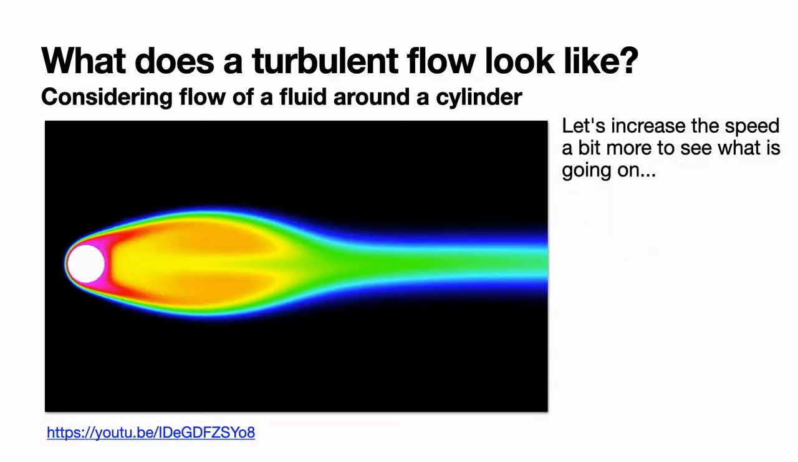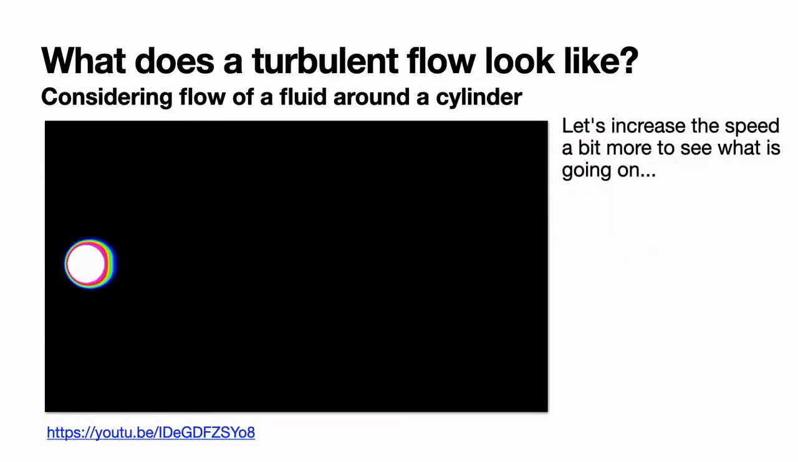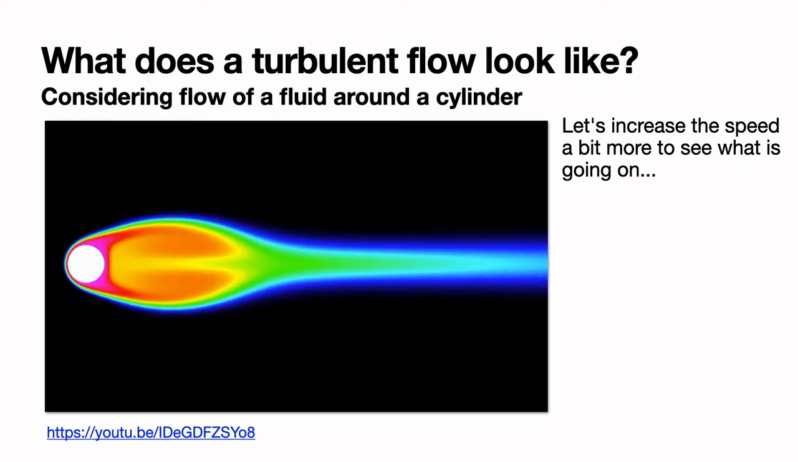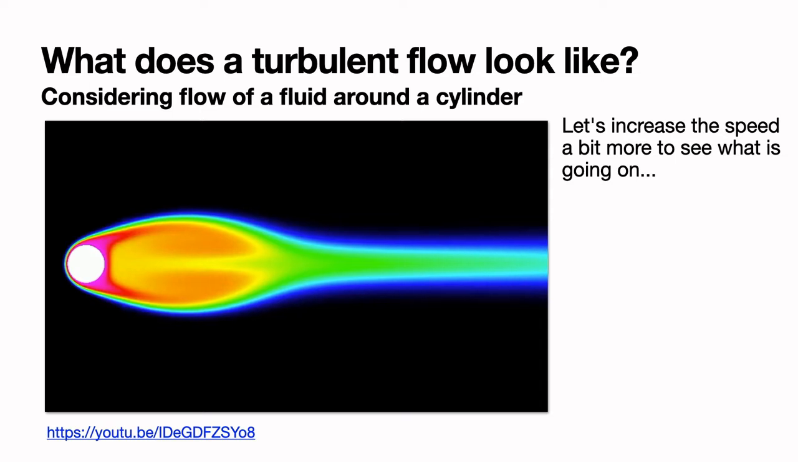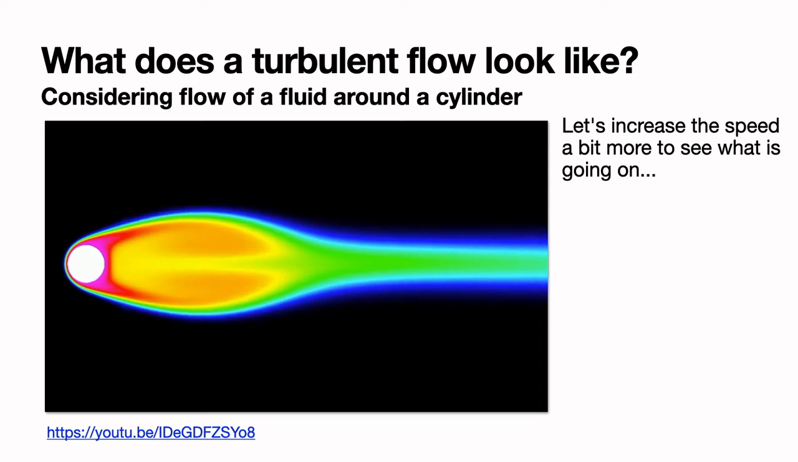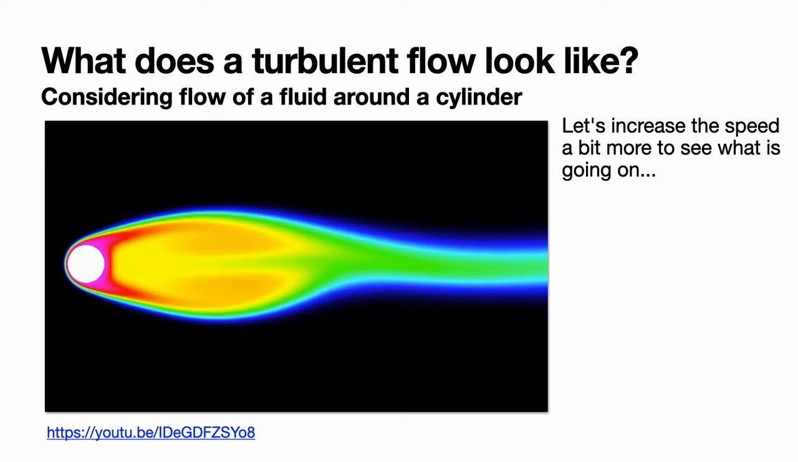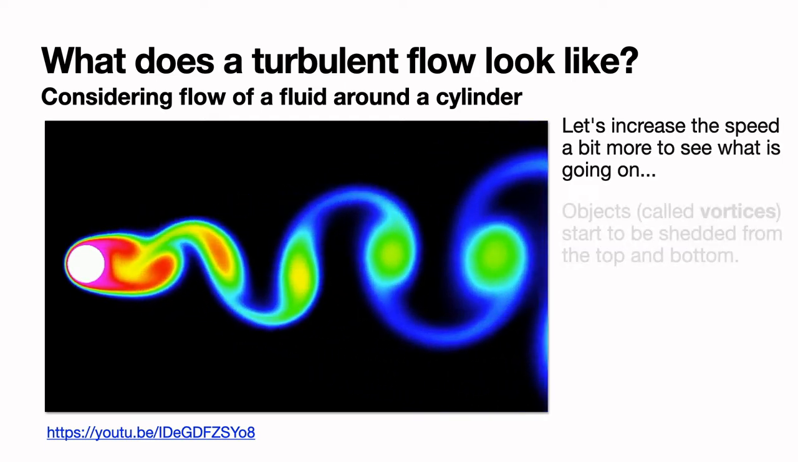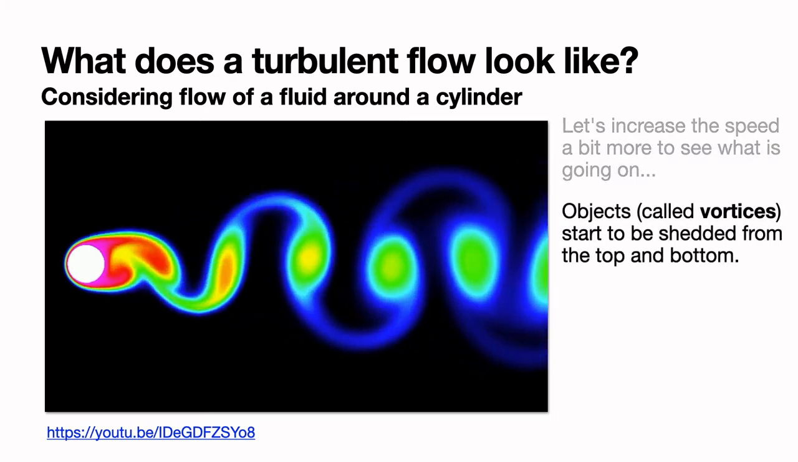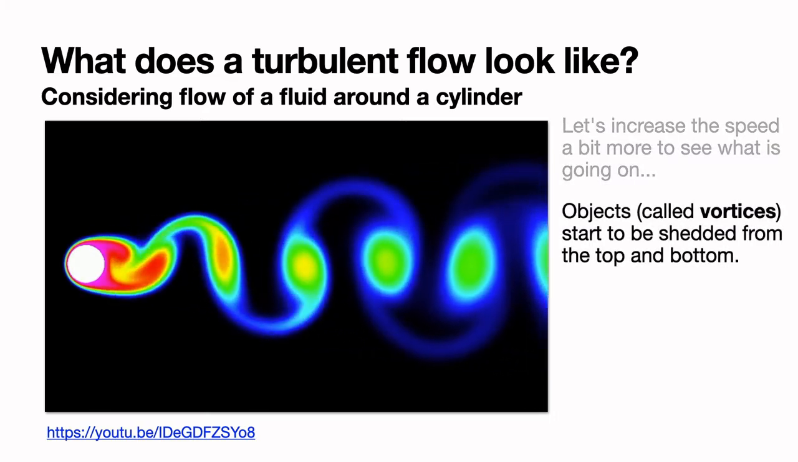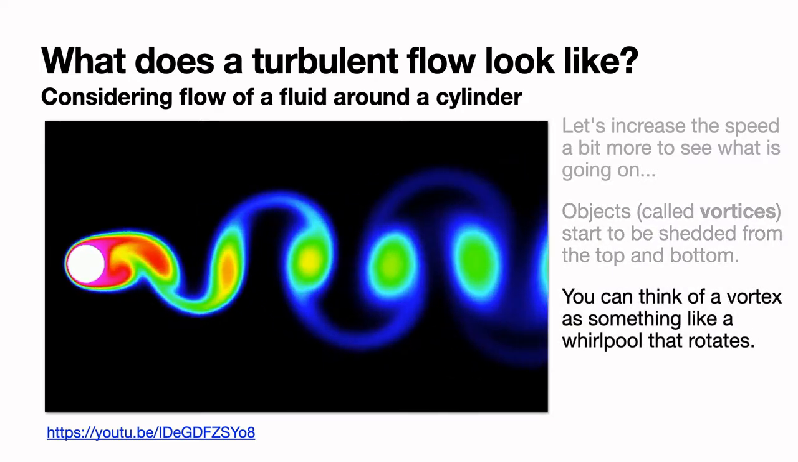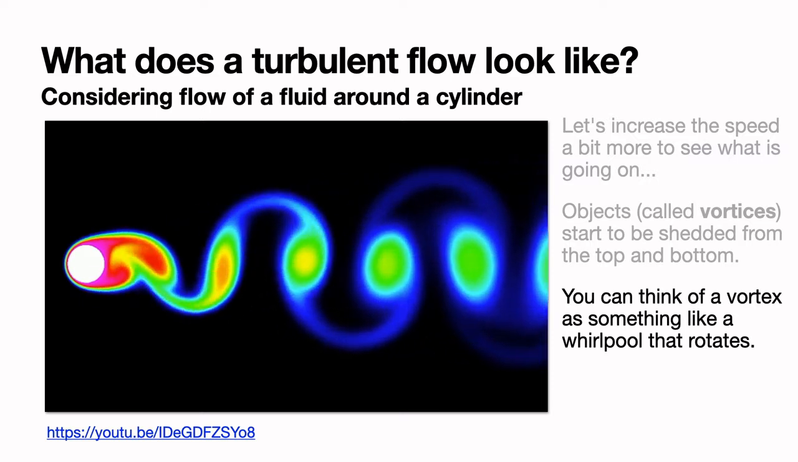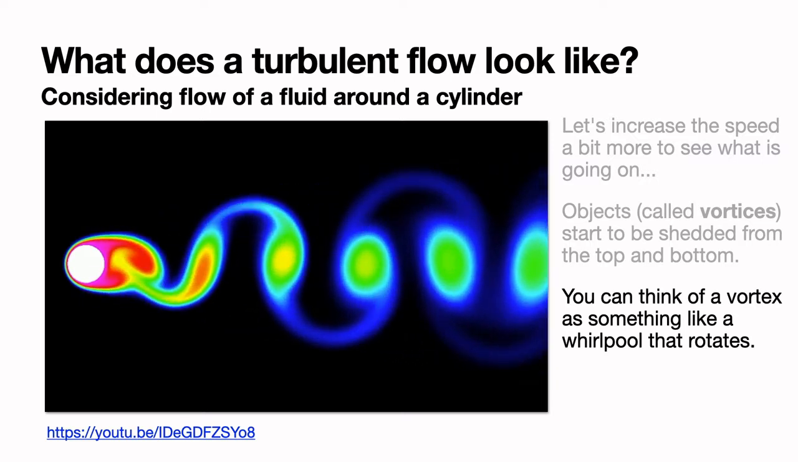So let's increase the speed a bit more to see what's actually going on here. As I play this little movie, what you can see is the same thing that we saw before, just with a little bit less detail, so it's easier to see the phenomenon that's happening. Essentially, the fluid's going over the top. We have this little wake region behind the fluid, and then all of a sudden, you start to see this shedding motion. And these objects that are being cast off from the top and the bottom of the cylinder here are called vortices. You can think of a vortex as something like a whirlpool. It's something that the fluid rotates round and round. It's kind of rotation within the fluid.